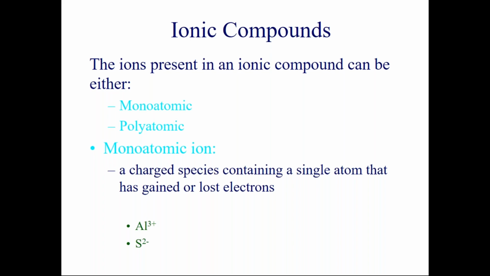And how do we write down the formula for ionic compounds? The ions present in an ionic compound can be in two forms, monoatomic and polyatomic ions. When it comes to monoatomic ions, it's easy to write down their formulas. You have to write down a charged species containing a single atom that has gained or lost electrons. Aluminium is located in the third group. That's why it has 3 electrons in its outer shell. While it will lose 3 electrons, we write Al3+. Sulfur is located in group 6. In order to have 8 electrons, it should gain 2 electrons. That's why you have 2 minus.